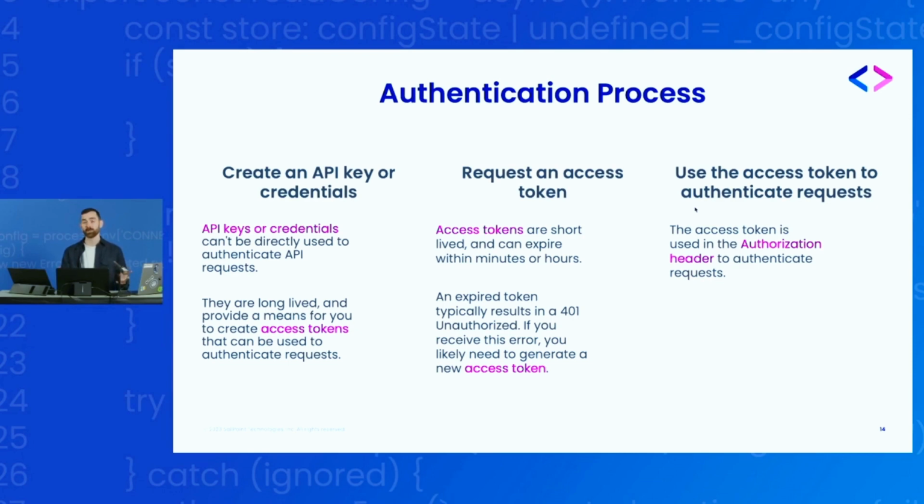Like I said, there's typically a special endpoint where you'll use these credentials to request an access token. Access tokens are short-lived and can expire within minutes or hours. An expired token typically results in a 401. If you get that, it usually just means you need to generate a new access token. And once you have an access token, you can use that in the authorization header for the request that you're actually trying to make.